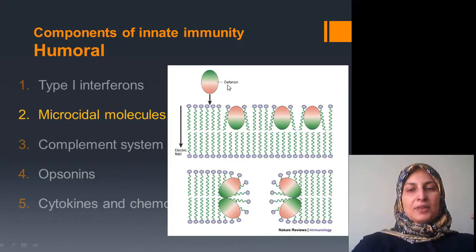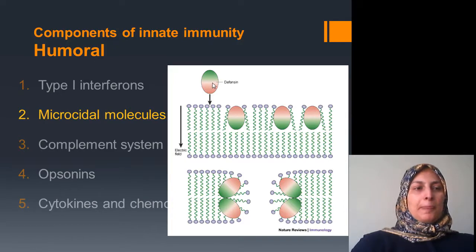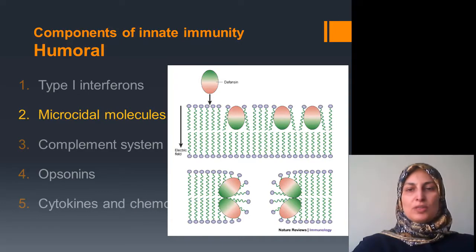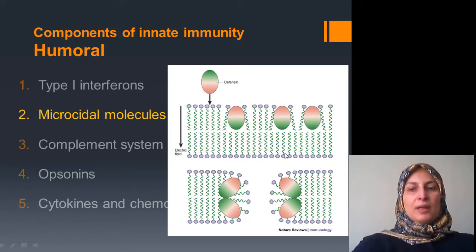As you can see here, the defensin did not recognize a specific type of antigen. It did not conduct its function based on certain epitopes or certain parts of that specific antigen. It was just attracted to the lipid bilayer, which is present in most of the pathogens.